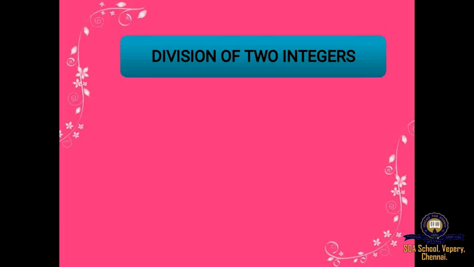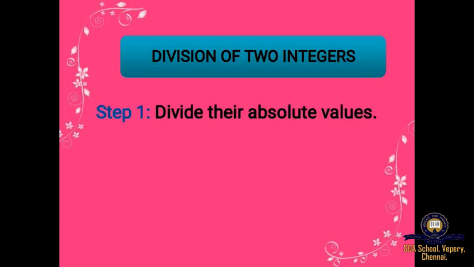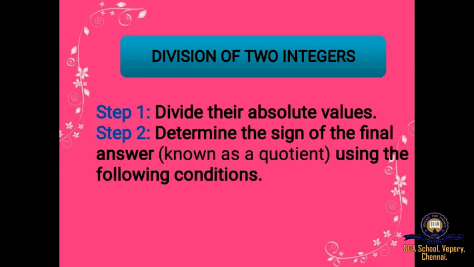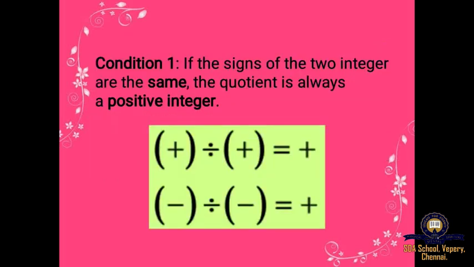Division of two integers. Step 1. Divide their absolute values. Step 2. Determine the sign of the final answer, which is known as the quotient, using the following conditions. Condition 1. If the signs of the two integers are the same, the quotient is always a positive integer. Plus divided by plus is equal to plus. Minus divided by minus is equal to plus, because both the integers have the same sign.